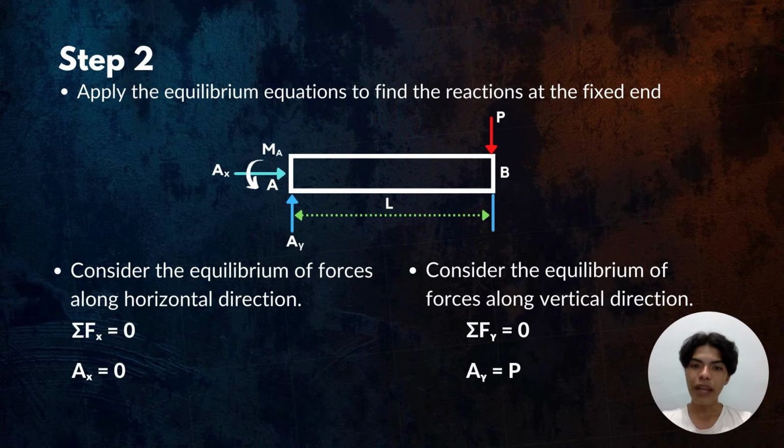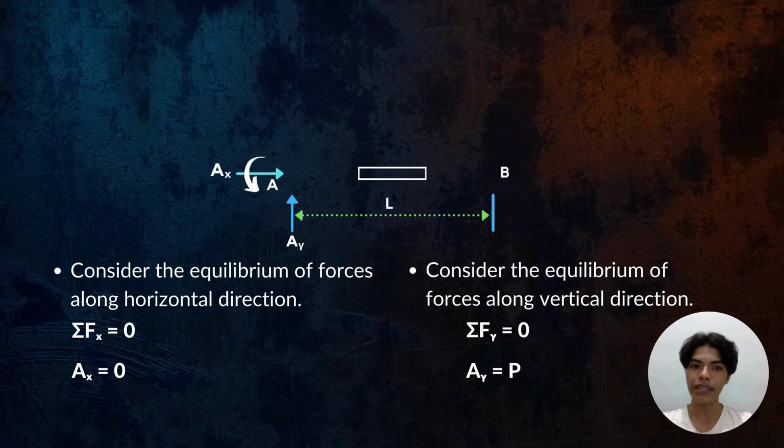The second step is to apply the equilibrium equations to find the reactions at the fixed end. We need to consider the equilibrium of forces along the horizontal direction, which gives us the summation of Fx, the forces with respect to the horizontal direction, equal to 0, which gives us the force A with respect to x equal to 0. On the other hand, we also need to consider the equilibrium of forces along the vertical direction, which gives us the summation of Fy equal to 0, and which gives us the force A with respect to y equal to P, which is the applied force.